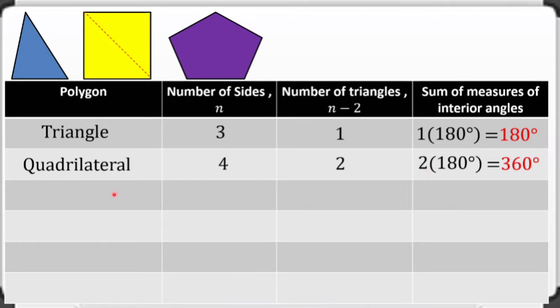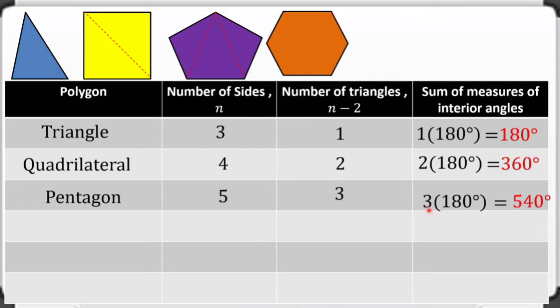Now let us have this one. So we have a pentagon, and a pentagon has 5 sides. And when we draw the diagonal, we have 1, 2, 3 triangles. And then to get the sum of measures of interior angles, we have 3 times 180 degrees. Again, 3 here came from the number of triangles in a pentagon. So, what's the product? Correct, that is 540 degrees.